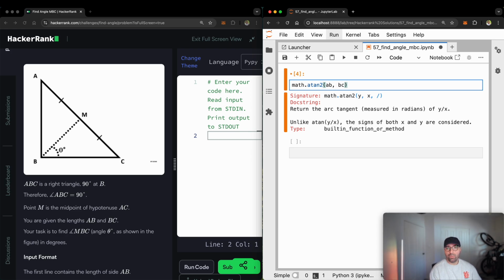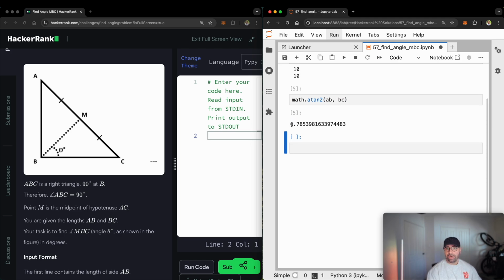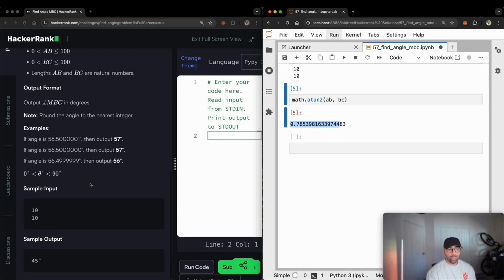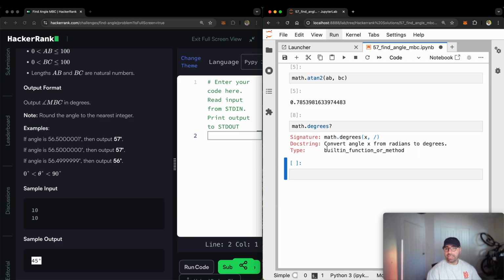And as we go on, we will make it easier to understand. So this one is returning this much in radians, and that's not in degrees, because the output of this question is expected to be the degrees value. So then you may ask, how do we convert radians into degrees? There is a function in the math library called degrees, and if I put a question mark, you will see that it converts angle x from radians to degrees, and that's what I want.